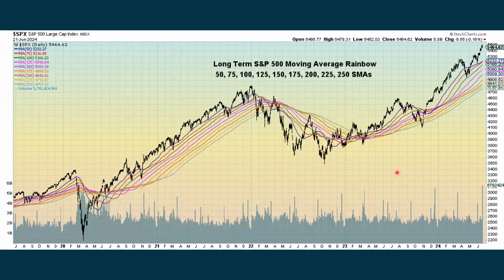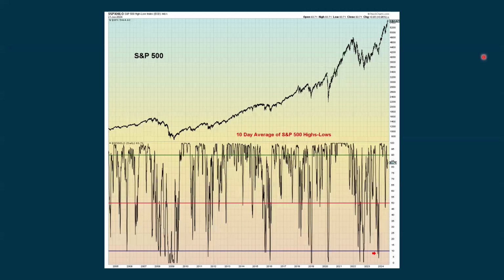Then we have another long-term rainbow going from 50 periods up to 250 periods. And the lines are going up, prices above all of the lines in the rainbow, and everything is looking quite positive here. So the long-term trend is still positive and intact.